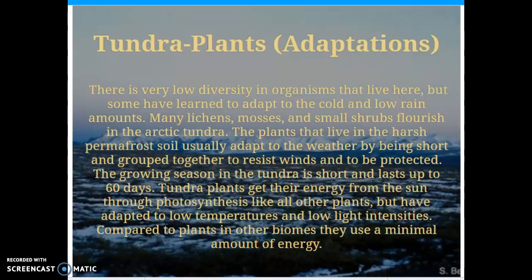The tundra plants, there is very low diversity. There's that word again, diversity. What does that mean when I say diversity, Drew? Do what?